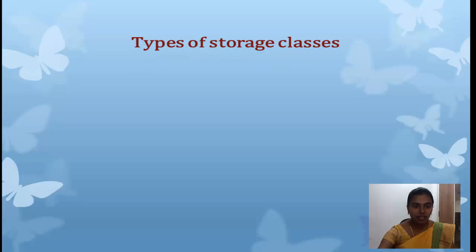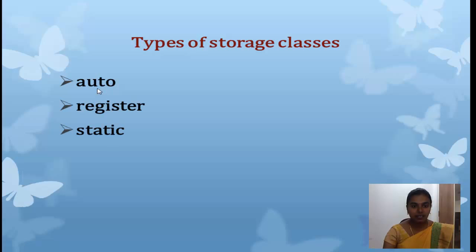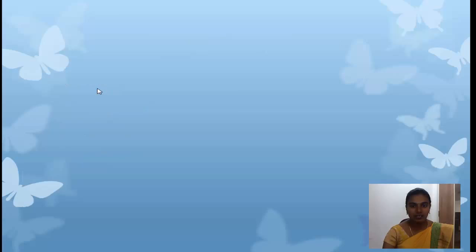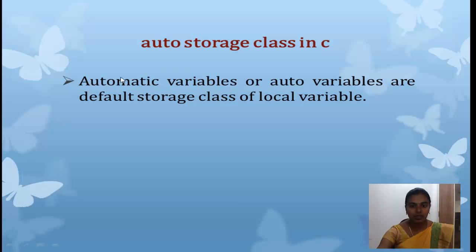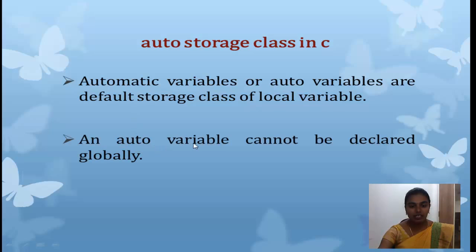Classes. There are four types of storage classes, and they are auto, register, static, and extern. First, let's discuss the auto storage class in C. Auto storage class variables are also called automatic variables, and they are the default storage class of all local variables. An auto variable cannot be declared globally.